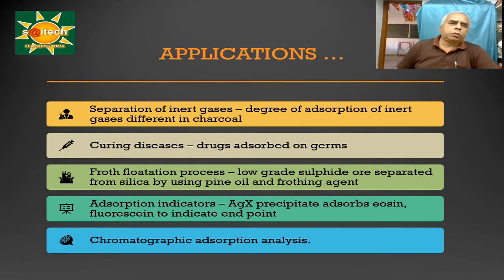Then adsorption indicators. They are used as adsorption indicators, particularly silver halide precipitates. They adsorb eosin and fluorescent dyes so that we can find out the end point. So they act as endpoint indicators. Then chromatographic adsorption analysis. This is a great tool which is used in chemical industries and laboratories to analyze what elements are present in a given sample.